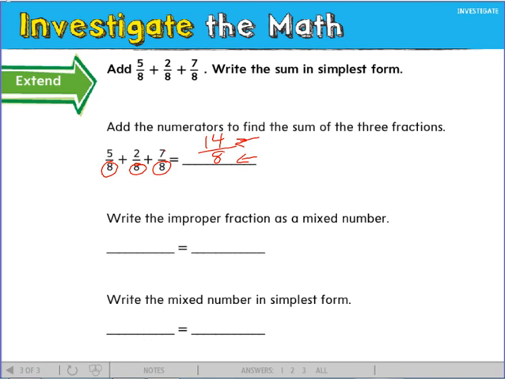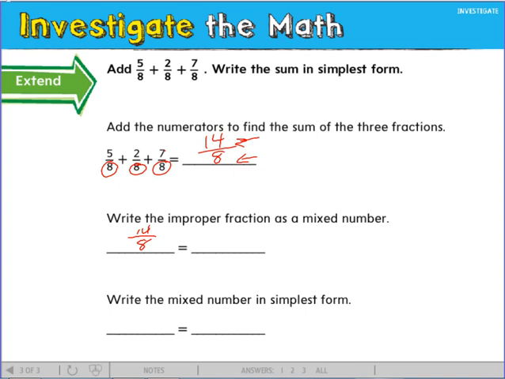So I want to take my improper fraction, 14/8, and I want to make it a mixed number. Now somebody tell me the definition of a mixed number. Spalding. It's a fraction with a whole number. There you go. It's a fraction with a whole number.